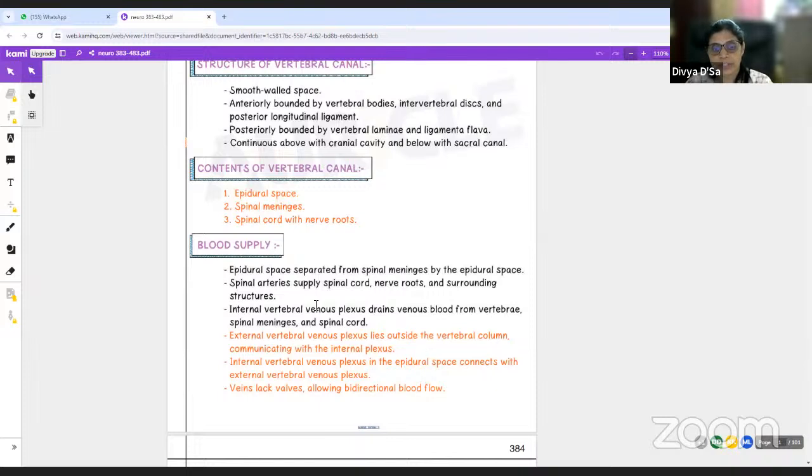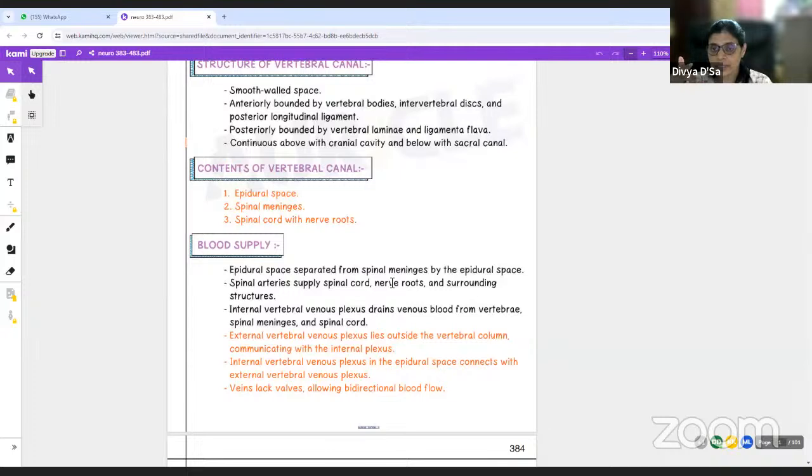The epidural space is separated from the spinal meninges. Basically, the epidural space is the space between the vertebral column and the spinal meninges, that is the meningeal layer of the dura mater. Usually we have three meningeal layers, right? We have the dura mater, the arachnoid, and the pia mater.